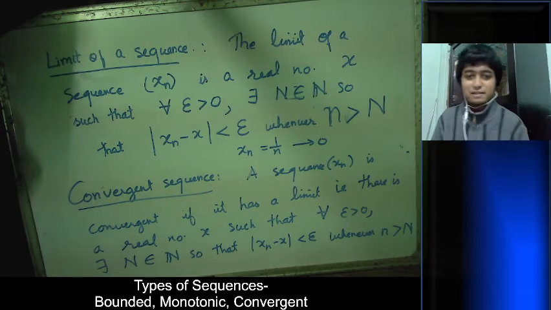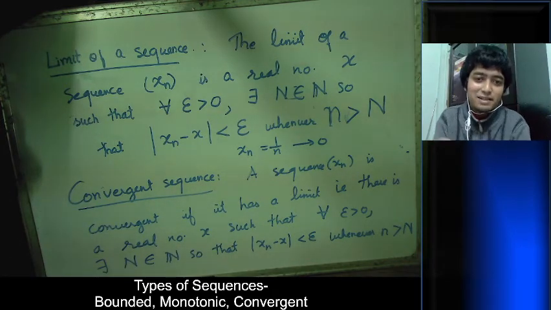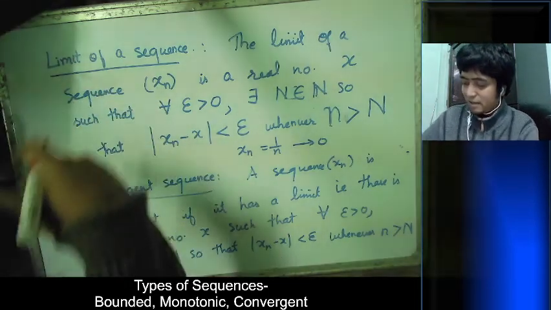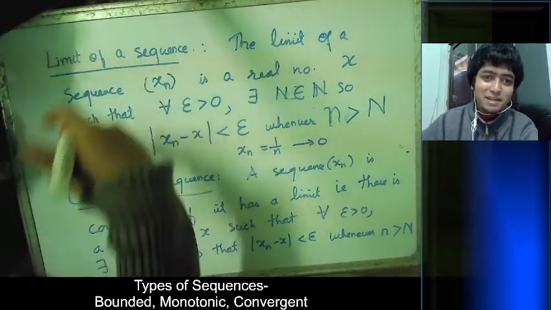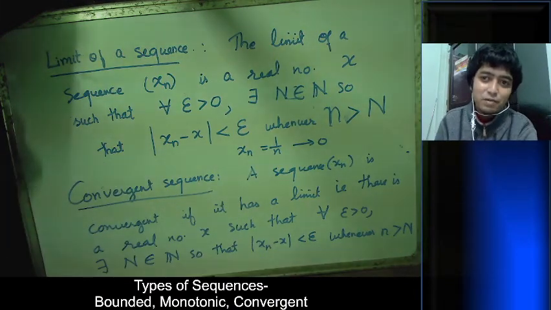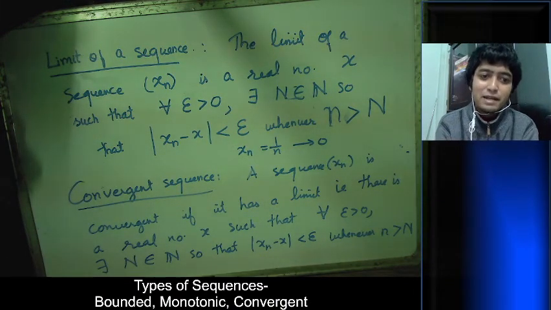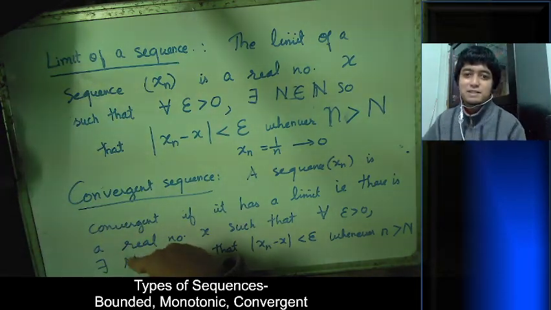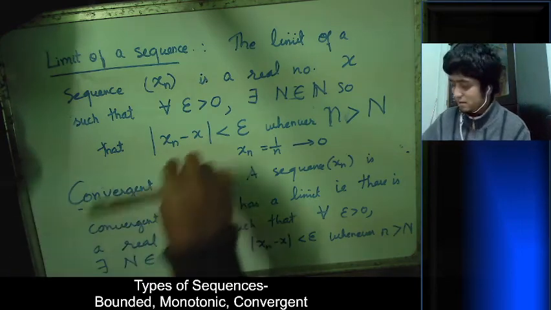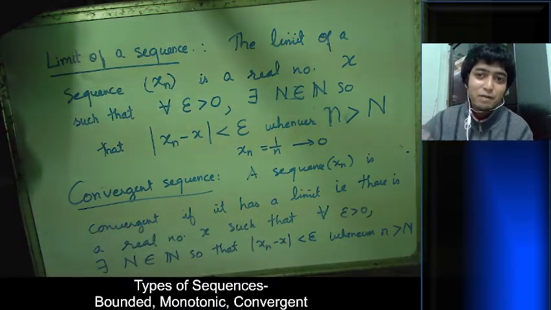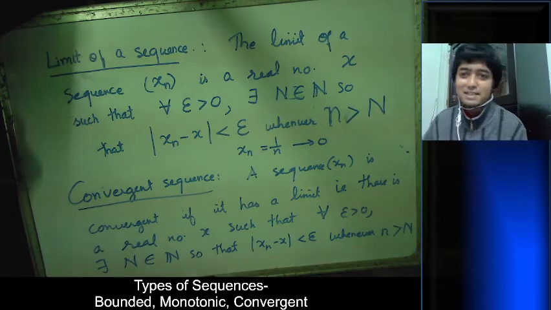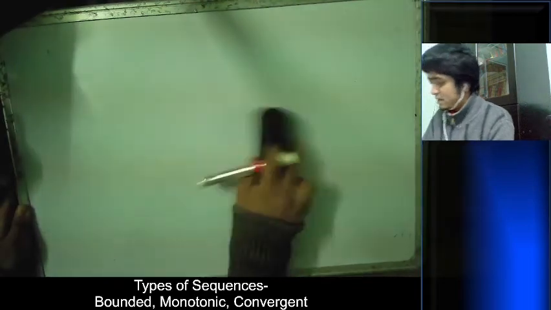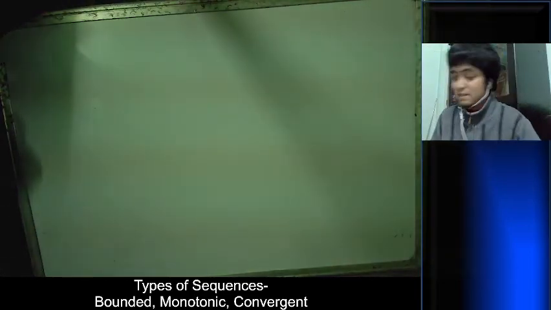So these are the types of sequences that we are learning today: bounded, monotonic, and convergent. About the proper explanation of limit and convergent, I will do in the next video. But now, let us just have a look at some examples of convergent sequences, based not on this definition, but from our intuition, from our understanding only, without using the definition.